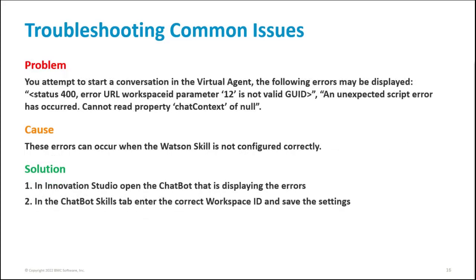Another common issue is the error 400 workspace ID is not a valid GUID when starting a virtual agent conversation. The cause of this issue is that Watson skill is not configured correctly. What we have to do is open the chatbot displaying this error in Innovation Studio, and under the Chatbot Skills tab, correct the workspace ID and save the settings.